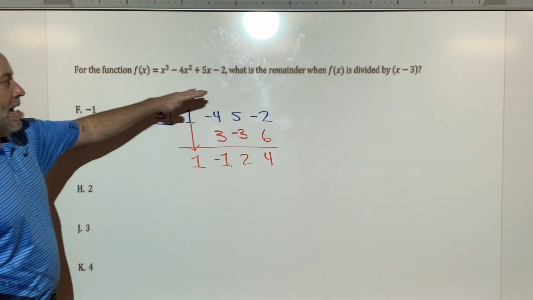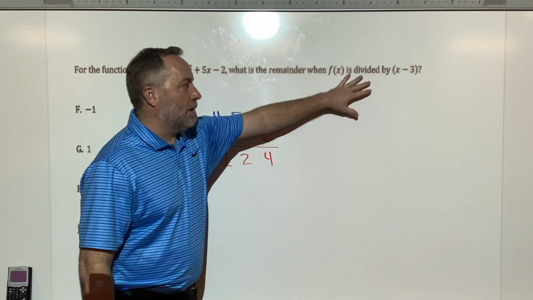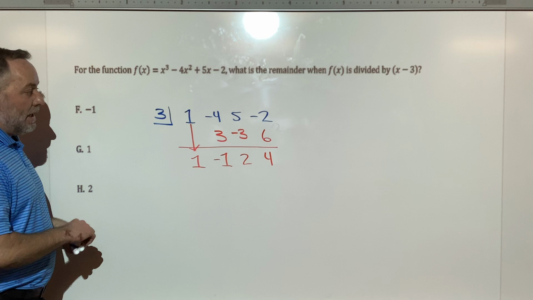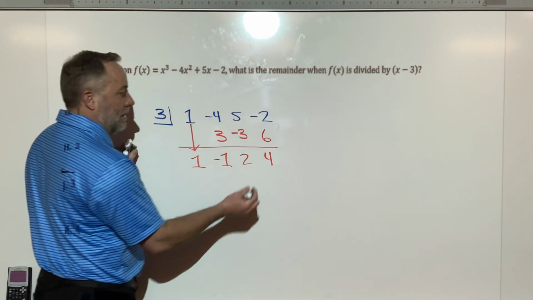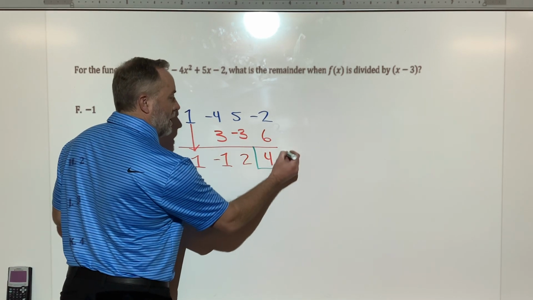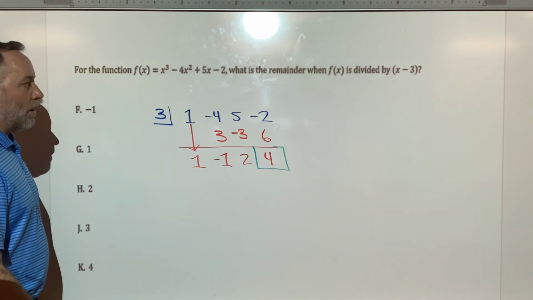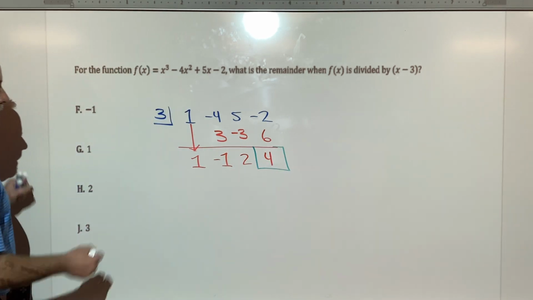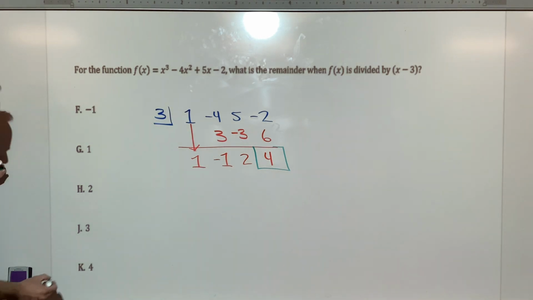And the question's asking us, what is the remainder when we do that division? The remainder is always the piece at the end that's left over, and in this case, it's that value of 4. So the remainder that we get is 4, and we can find that in choice K.